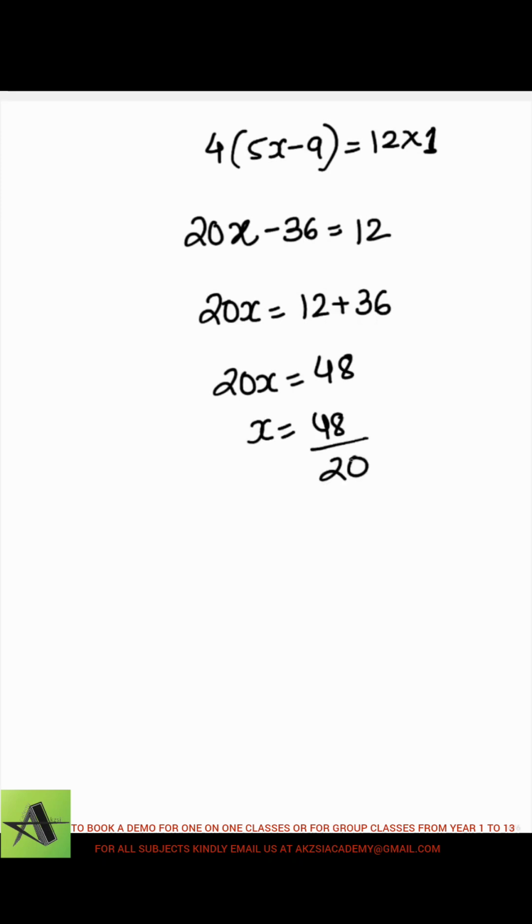Now we have to transpose. Transposing 36 onto right hand side, this will be 20x equals 12 plus 36. So 20x equals 48 and x equals 48 over 20, which is 2.4, or on further simplification, I will get it as 12 over 5. So you will find many combinations, but these are basically the main types of questions that you should know how to solve all of them.